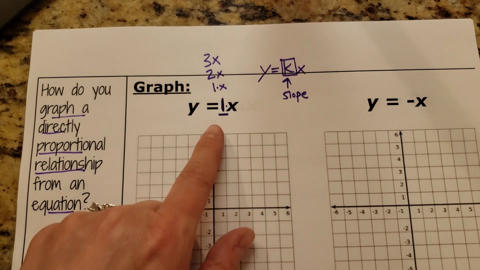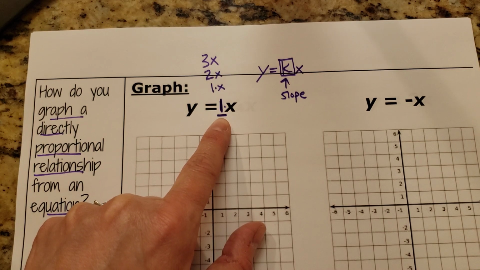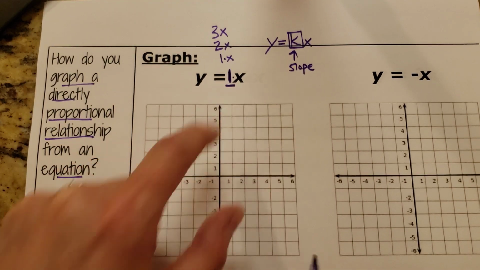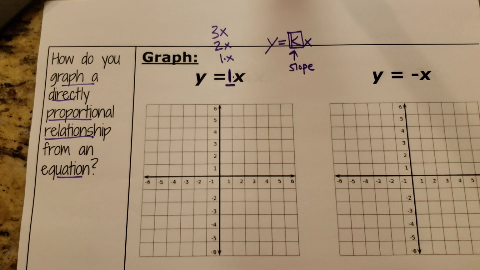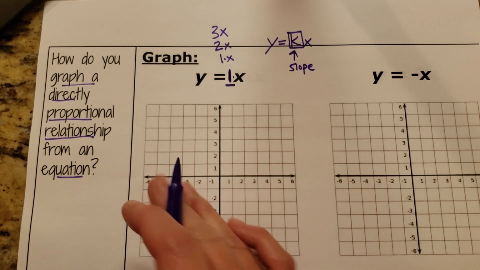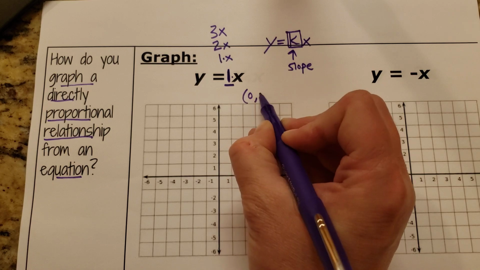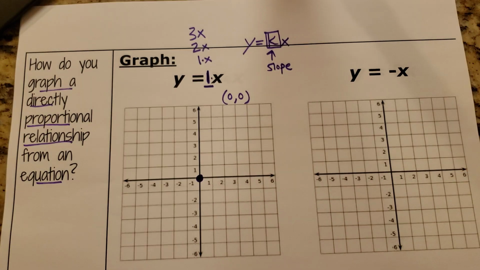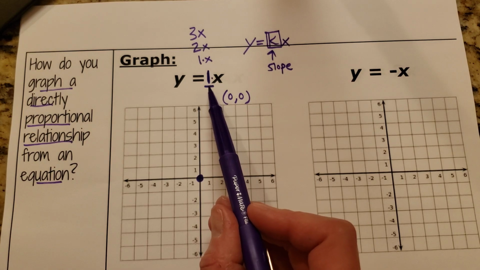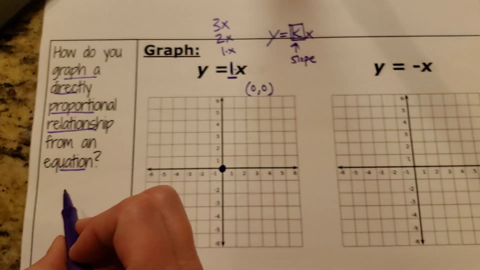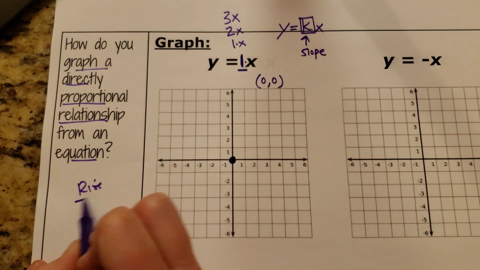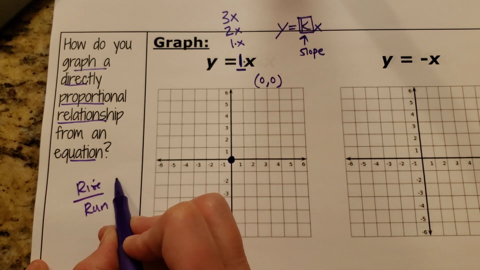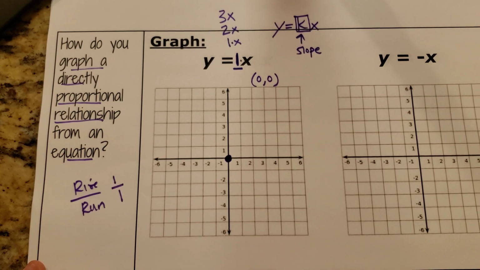So now that we know that the slope is 1, let's go ahead and try and graph this line. Well, what do we know about every directly proportional relationship when you look at a graph? It always goes through the point 0, 0. So we know that 0, 0 has to be a point on the graph. Now this line that I make has to have a slope of 1, which means, being that slope is rise over run, it would have to have a rise of 1 and a run of 1.